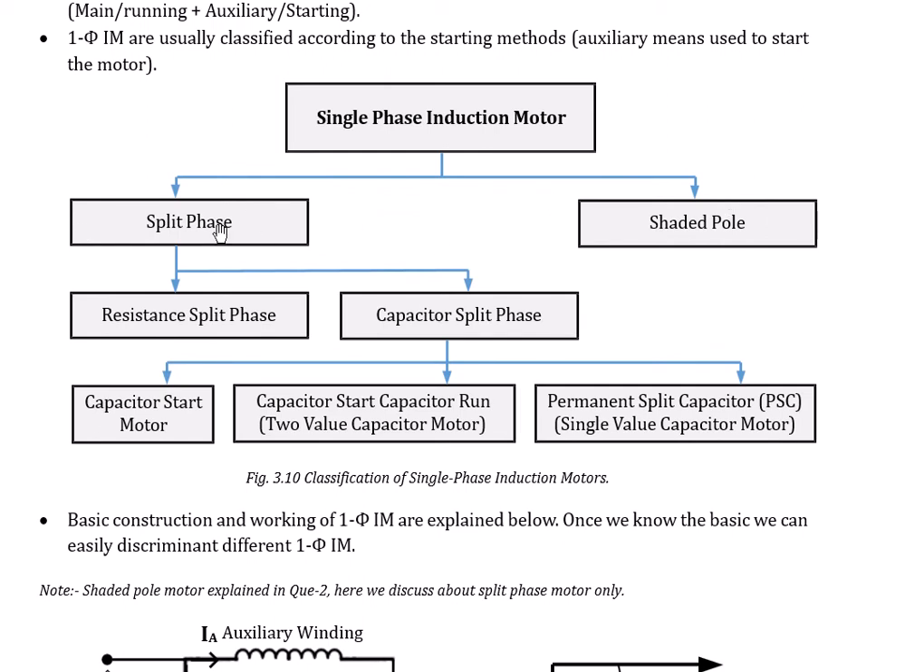The first one is split phase, and the second one is shaded pole. Split phase is further divided into two parts: resistance split phase and capacitor split phase. Capacitor split phase is further divided into three types: capacitor start motor, and capacitor start capacitor run motor, which is the two value capacitor motor. Then we have the permanent split capacitor motor, which is the single value capacitor motor.